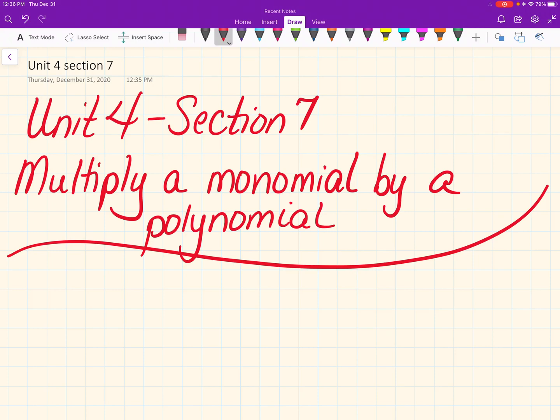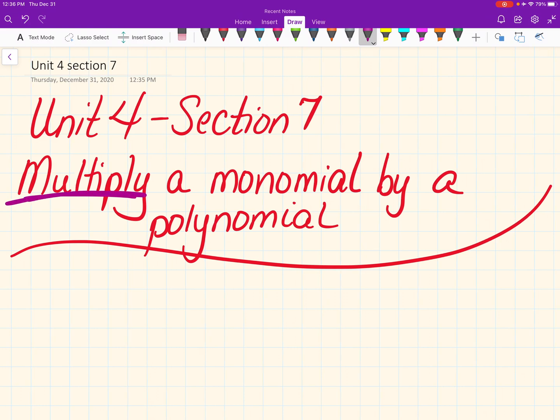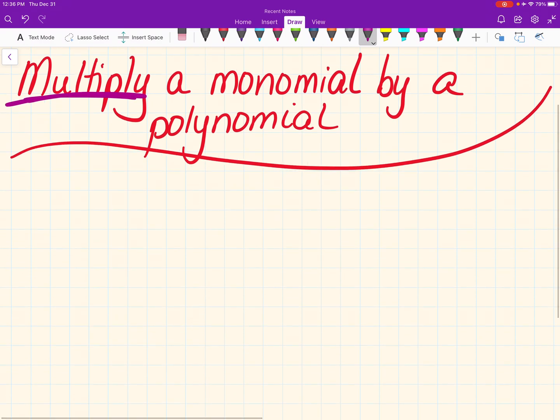Unit 4, Section 7. We're going to multiply a monomial by a polynomial. Now remember, when we deal with multiplying like bases, we're going to have to change the exponent by adding. Okay, that was one of the first lessons in this unit. So here are the steps. The first thing you're going to do is distribute.